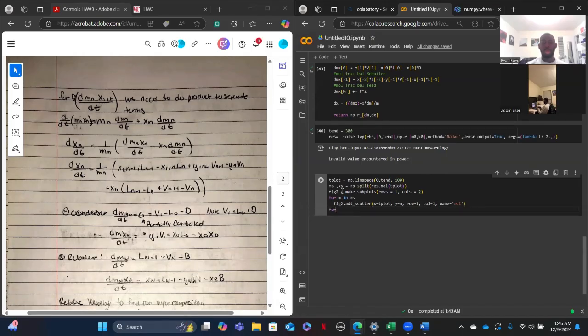And then we'll do the same thing for our mole fraction. So x and x's, fig, actually I can just copy this. Okay, this should be x now. And then this would be column 2.